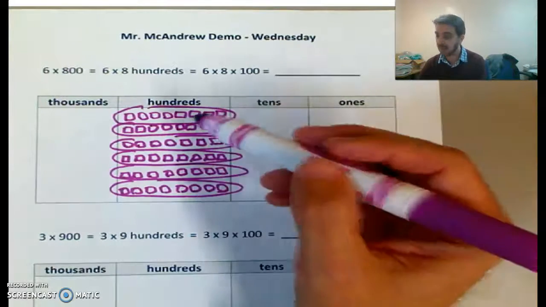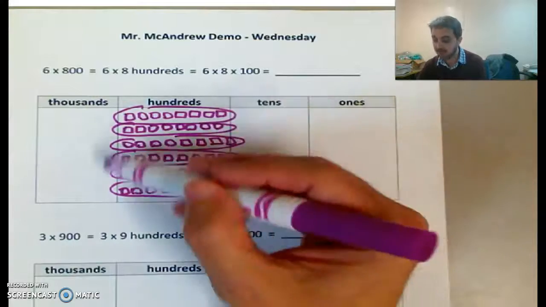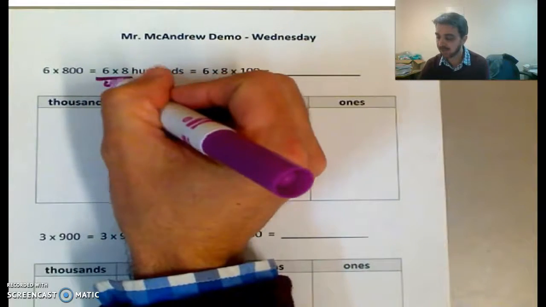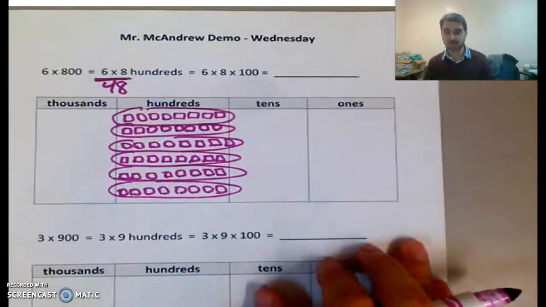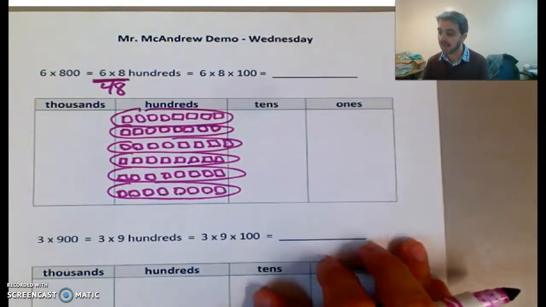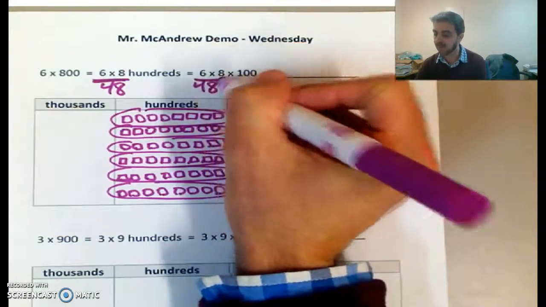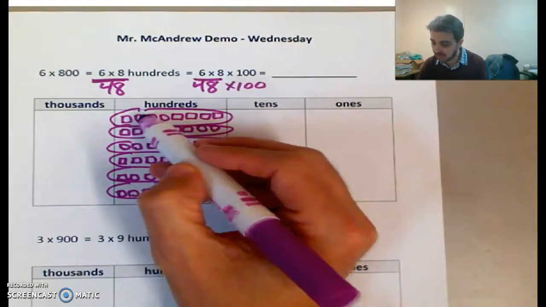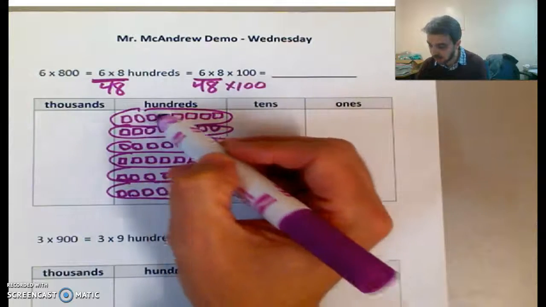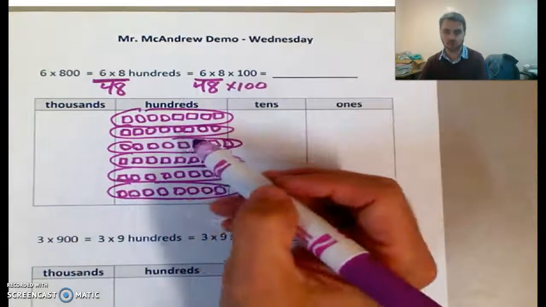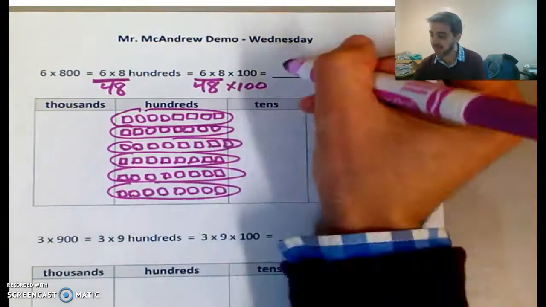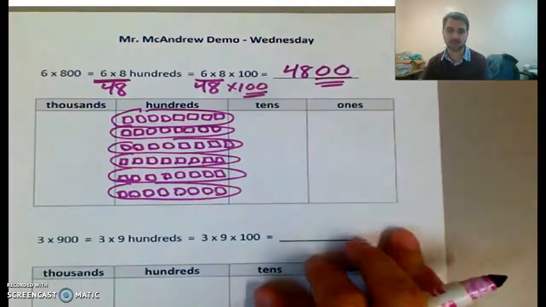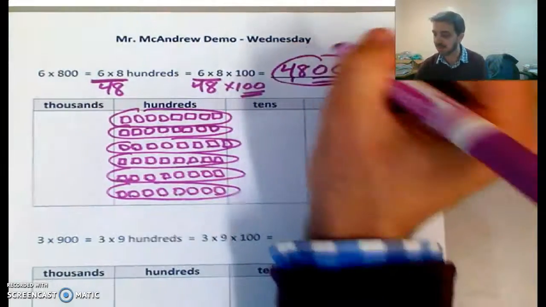Or I could say, I know I have 48 hundreds right here, because 6 times 8 is 48. If you don't know that, look on your multiplication chart. And then I know that I have to multiply by 100, because these are hundreds. There's 100 in each one of these, 48 times. So what is that? That is 4800, 2 zeros. 2 zeros in 100, 2 zeros in the answer. So that's my answer, 4,800.